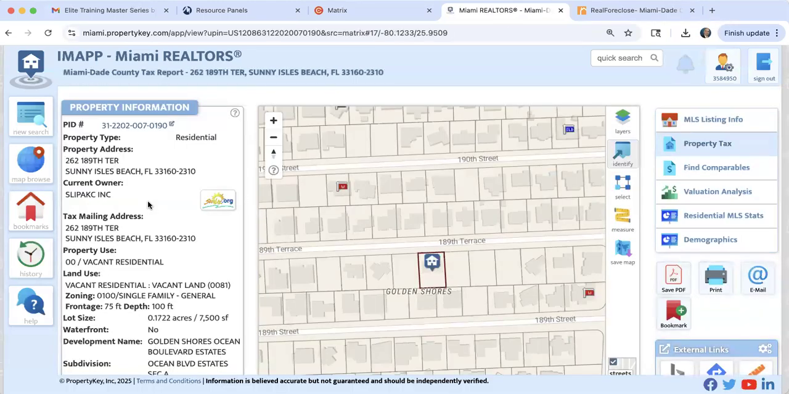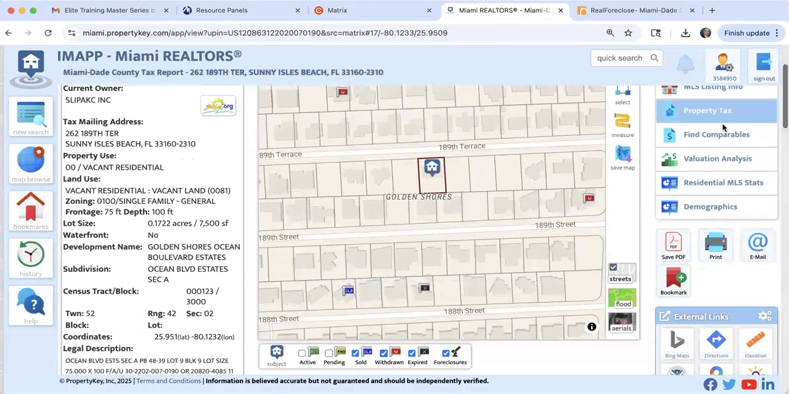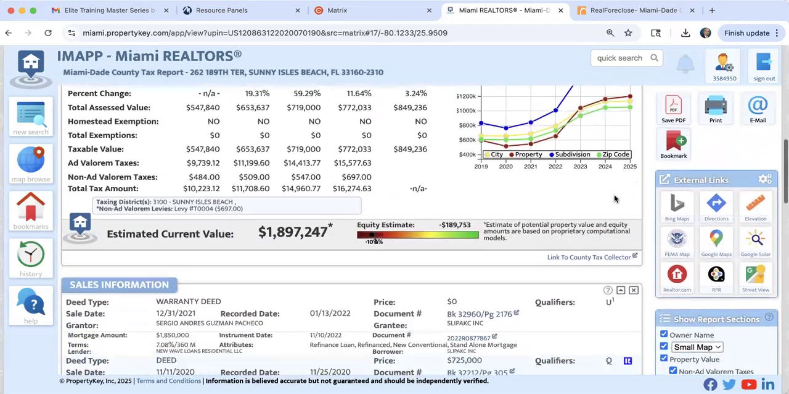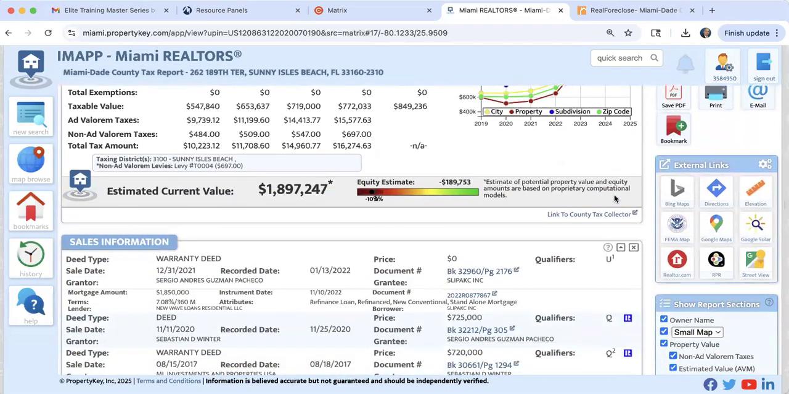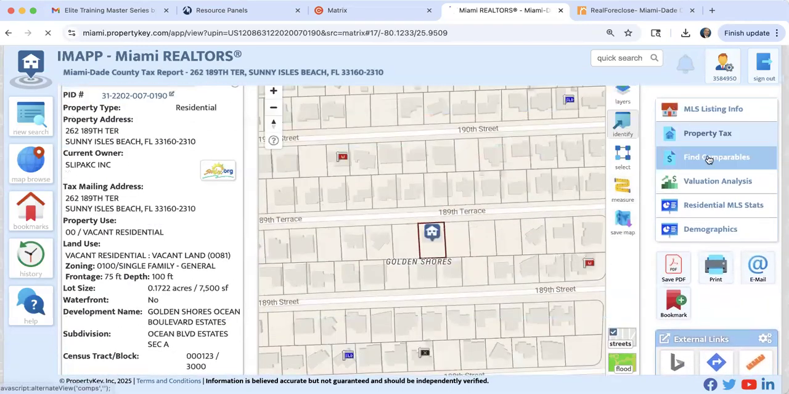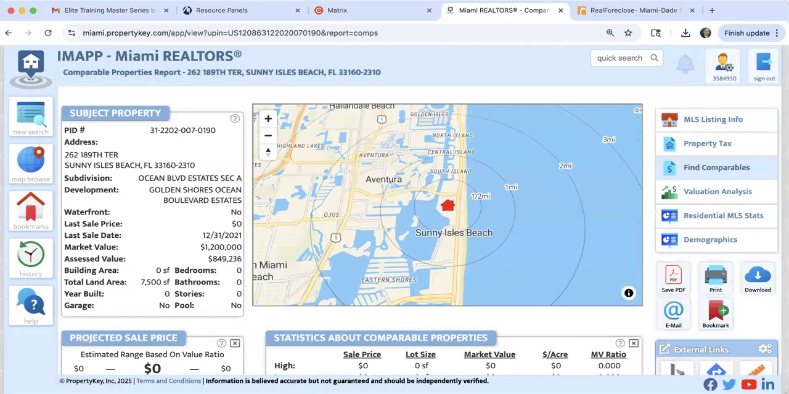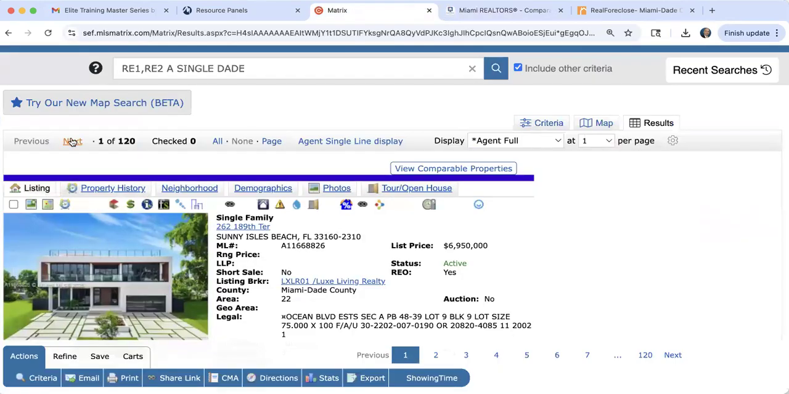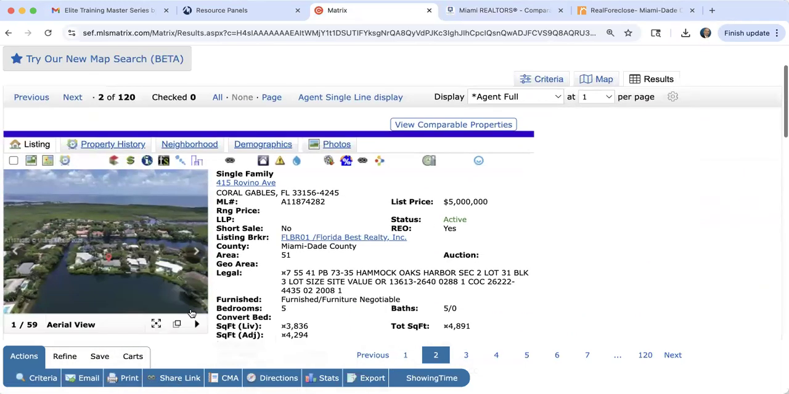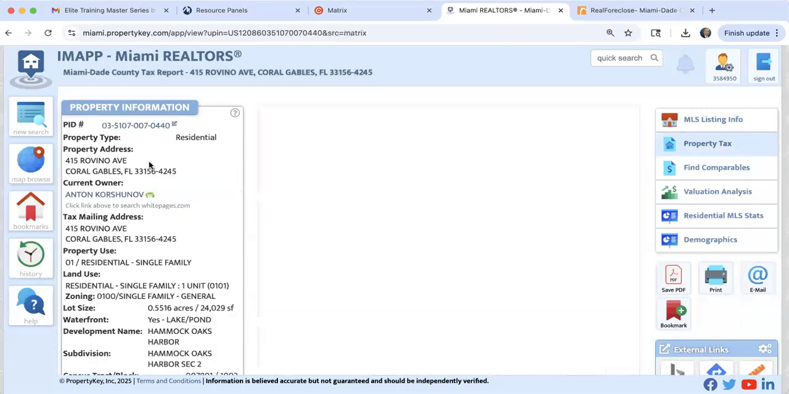Let's take a look at IMAP real quick. And let's take a look here. I think this is a mistake by the listing agent. How could this be a foreclosure if it's a newly built home? Let's go to the next one. All right. Let's click on this one. This is $5 million.